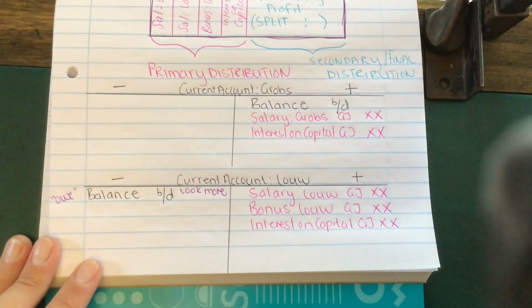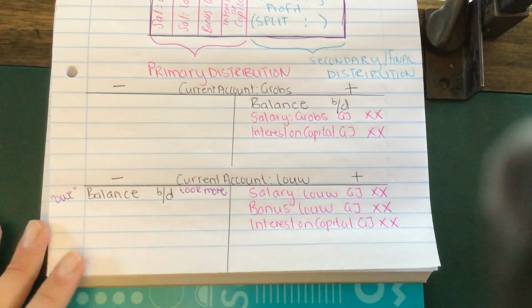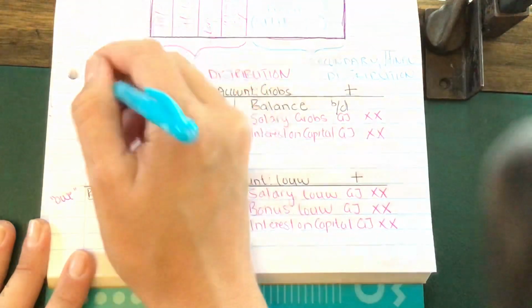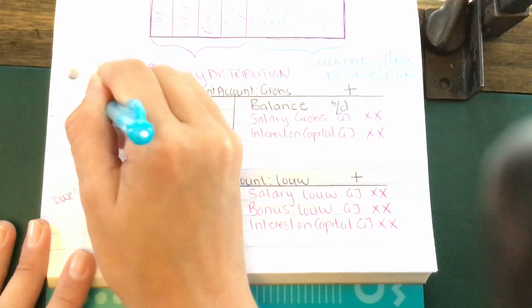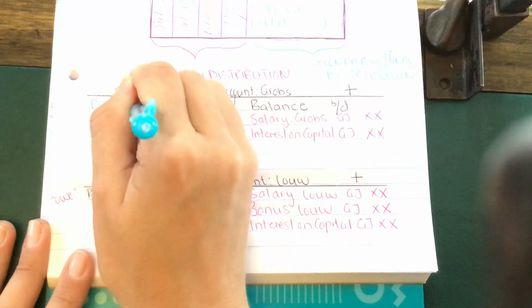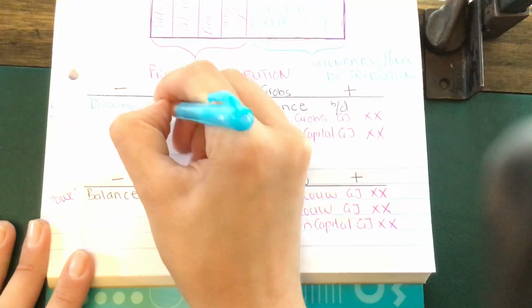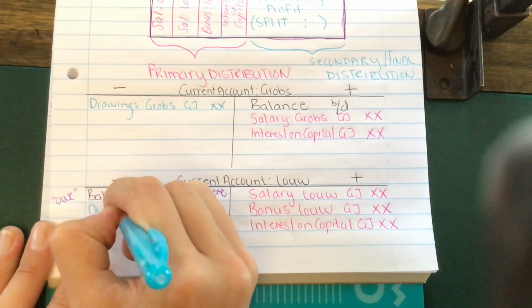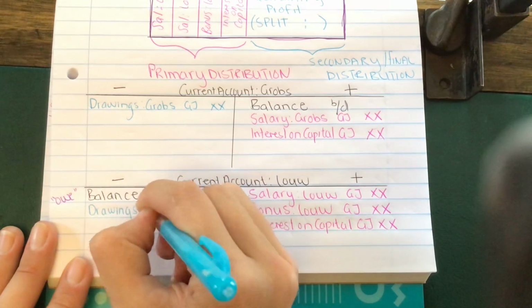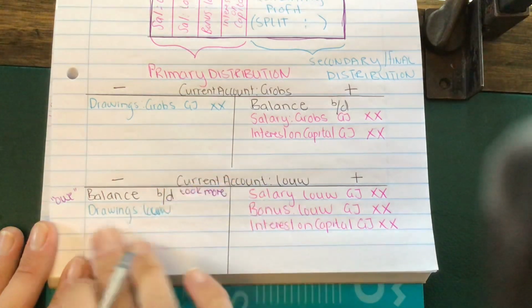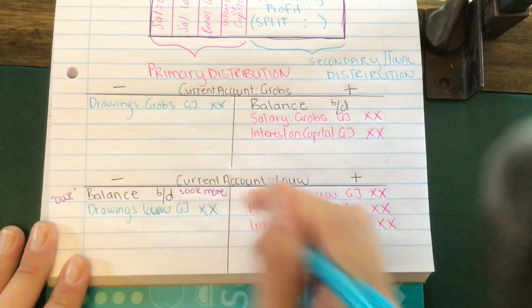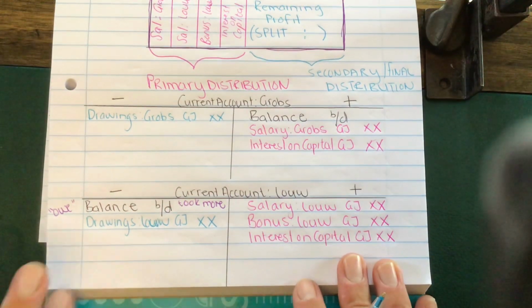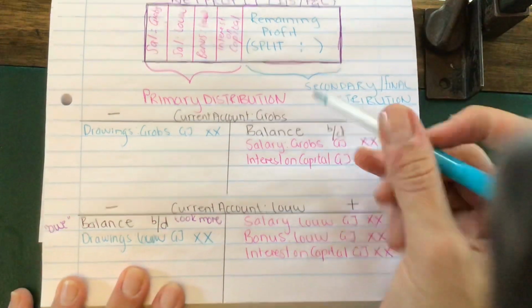And then we have to talk about what they have already taken, and that's drawings. So what will that do to their account? Decrease it. So on the debit side, we will have drawings for Grobs as well as drawings for Low. Do you see? We'll do the drawings accounts in more detail, but do you see how each one has their own drawings account? GJ.